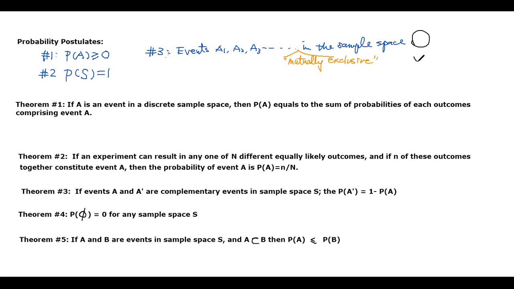Remember that definition? Mutually exclusive means all these events are disjoint. For example, this is A1, A2, A3, A4, and they are all disjoint, so we call them mutually exclusive. Postulate number 3 says that if they are mutually exclusive, then when you union them together, A1 union A2 union A3, the probability is just the probability of A1 plus the probability of A2 plus the probability of A3. Because they are mutually exclusive, the union is just adding them together. So those are what we call the postulates.